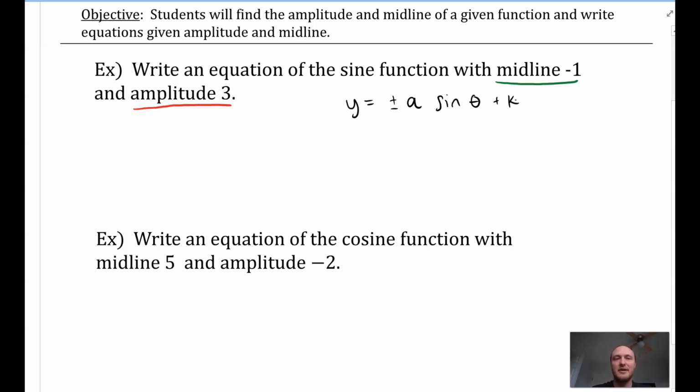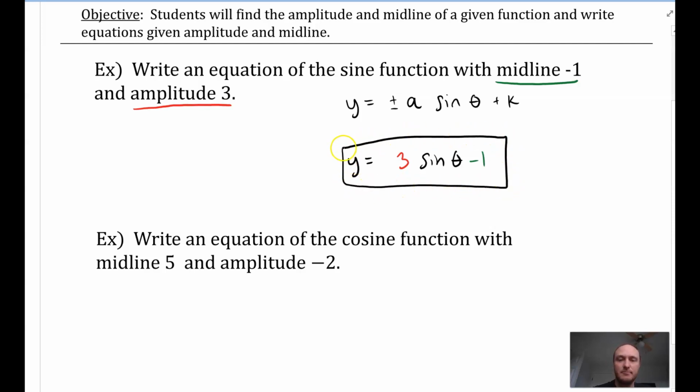Okay, so I'm going to go ahead and fill this in. So our function is going to be y is equal to, okay, here's our a value, our amplitude, 3 times, okay, I have a sine function, so sine theta plus k. This is our midline, minus 1. And that's it. Very, very straightforward, very, very easy.